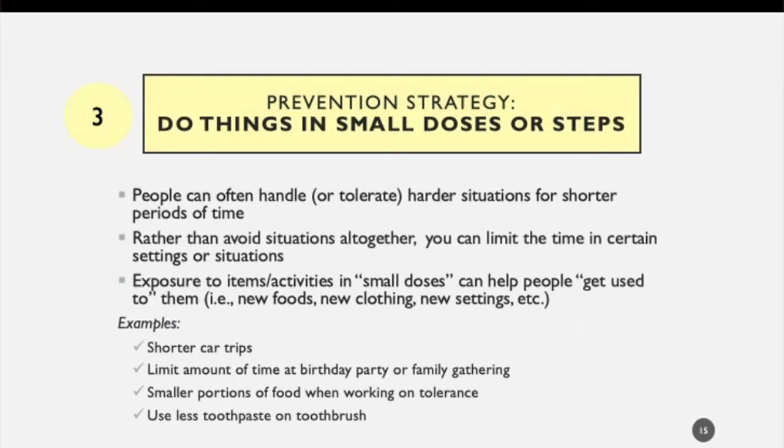Prevention strategy 3 is doing things in small doses. We can't always just prevent or avoid particular things, right? People can often handle or tolerate harder situations for shorter periods of time. So rather than just avoid a situation altogether, you limit the amount of time or exposure to the particular setting or situation. Simply by exposing items or activities or situations in small doses can help people get used to them. Some examples include exposure to new foods, new clothing, new settings.